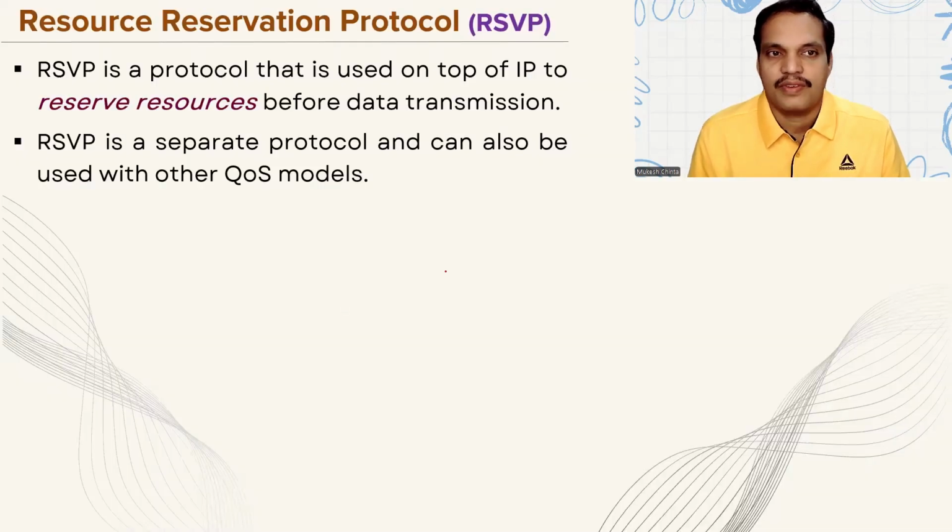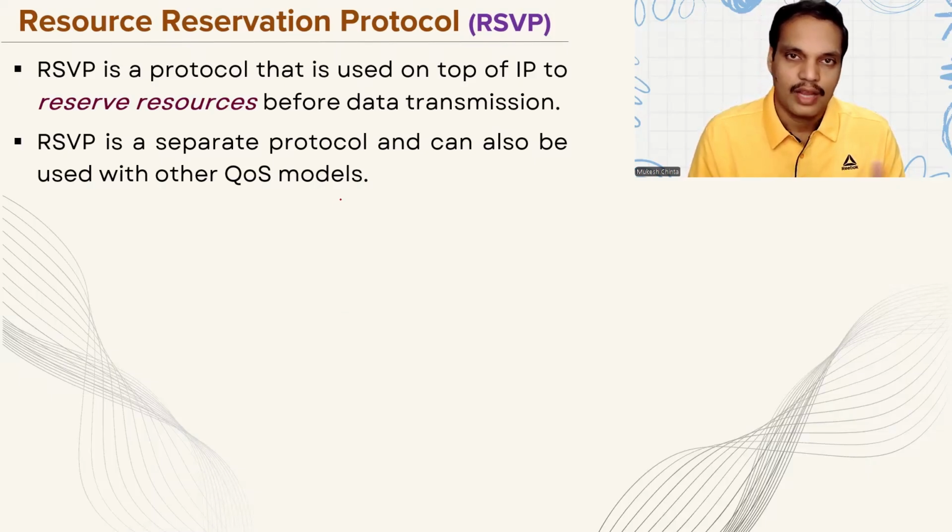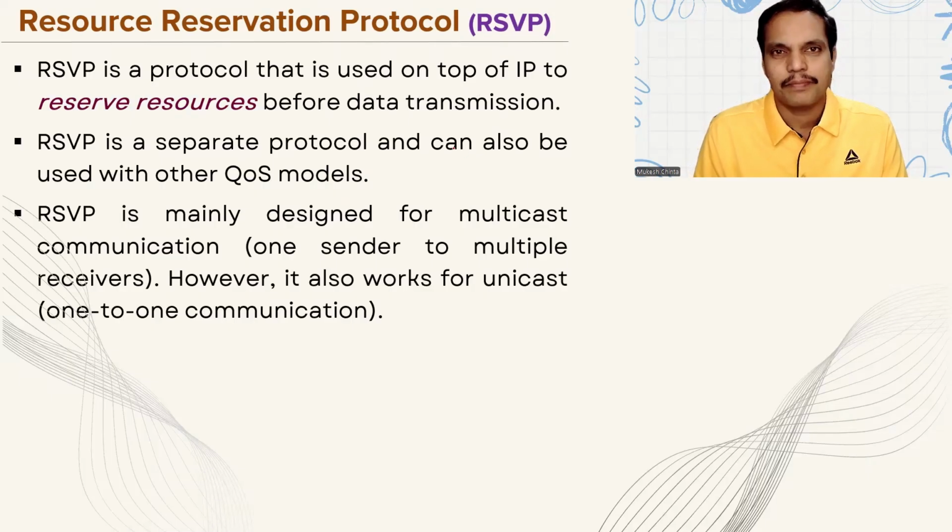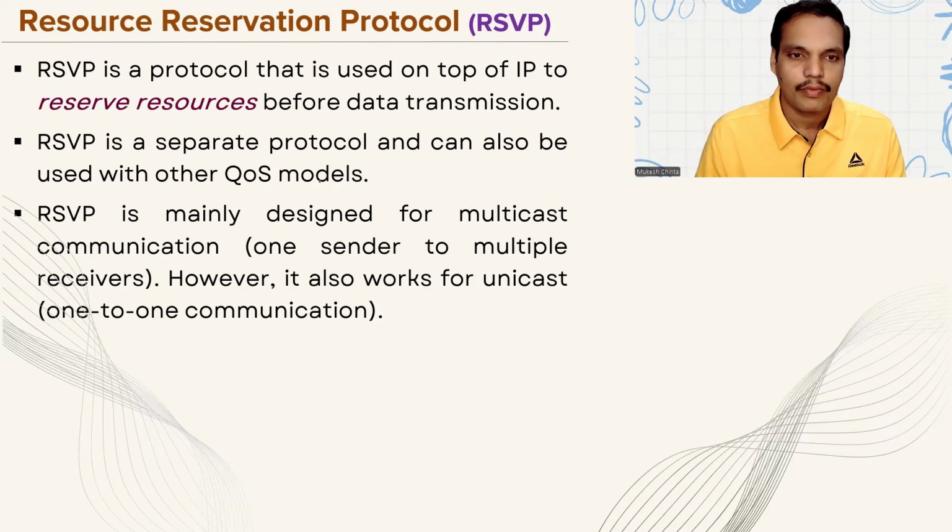Now, based on these service classes, we come across the new protocol called the Resource Reservation Protocol, abbreviated as RSVP. So RSVP is a protocol that is used on top of IP to reserve resources before data transmission. RSVP is a separate protocol and can also be used with other QoS models. It is mainly designed for multicast communication, one sender to multiple receivers, but it can also work for unicast as well.